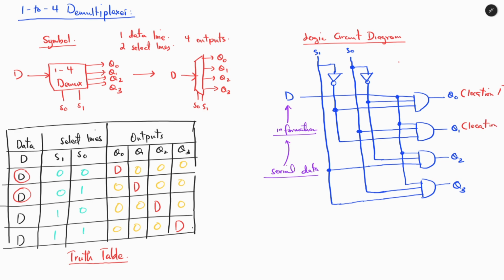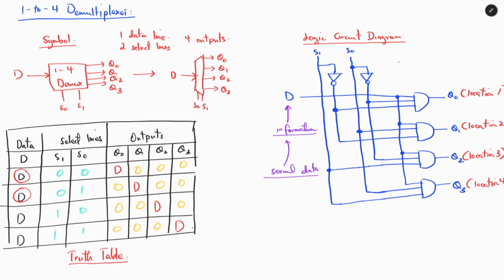which can be seen as location 2. And we know that by selecting S0 equals 0 and S1 equals 1, we are now making the data available at the data line Q2, or we can say location 3. And finally, when we apply 1 and 1 to both select lines, we should have the data passing through, let's say, location 4, or the data line 4 of the output of the 1 to 4 demultiplexer.